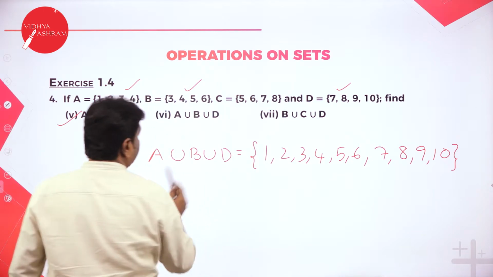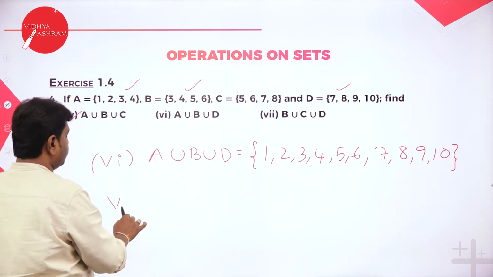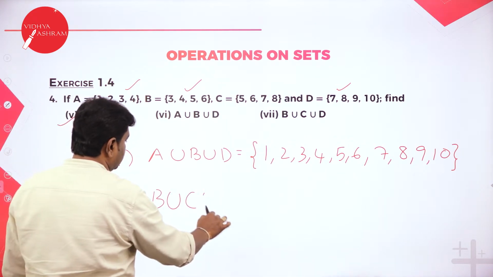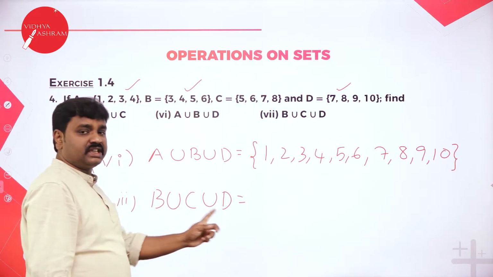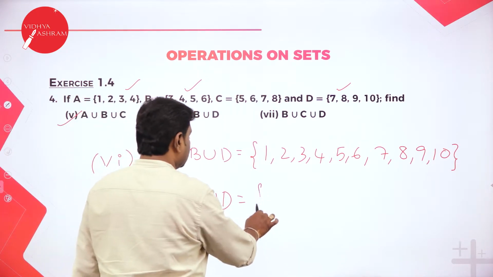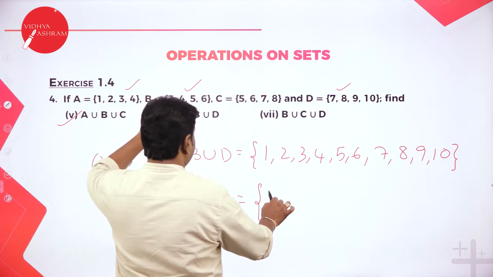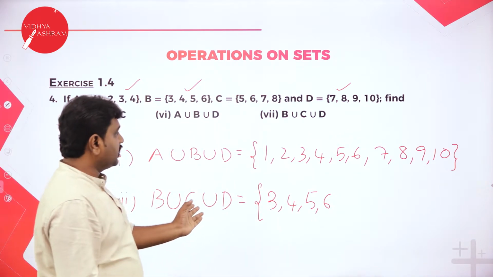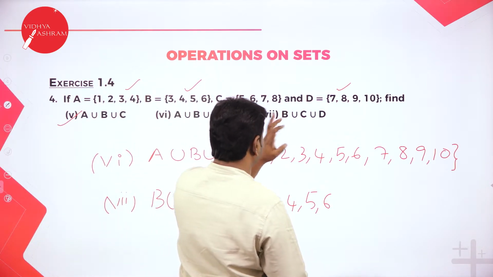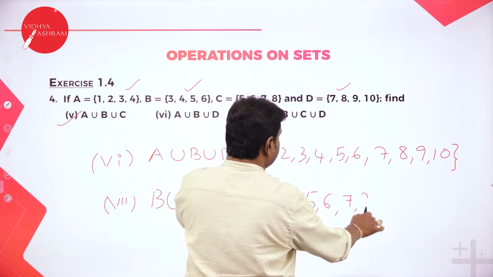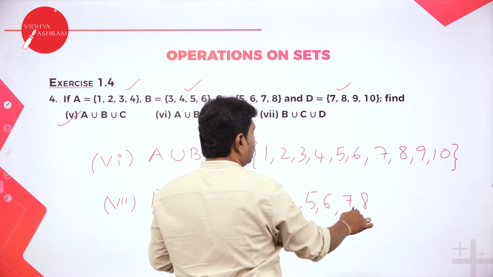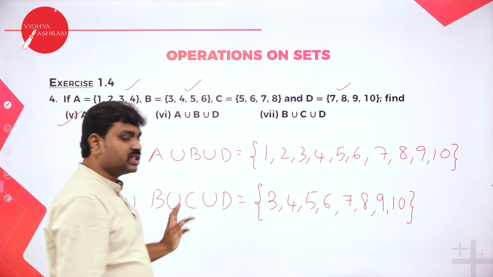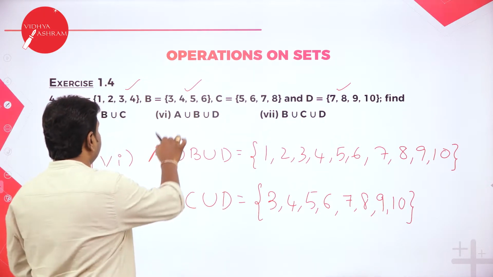Then B union C union D. Seventh one, they want you to find B union C union D. Means combine the elements of B, C, D without repeating any element. What are the elements of B? 3, 4, 5, 6. I wrote elements of B. Then write the elements of C. What are the elements of C? 5, 6, 7, 8. Already we wrote 5, 6, so write 7, 8. Then D. What are the elements of D? 7, 8, 9, 10. Already we wrote 7, so just write 9, 10. This is the value for B union C union D. So now we got all three.